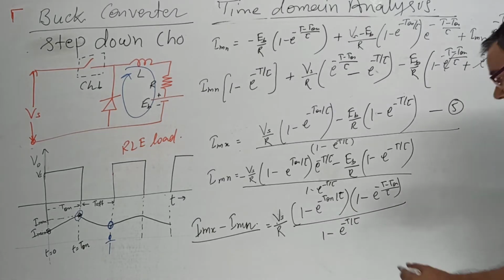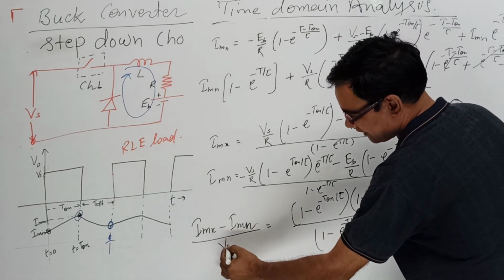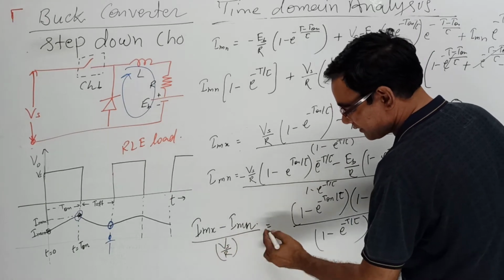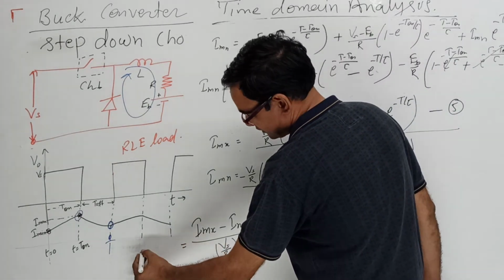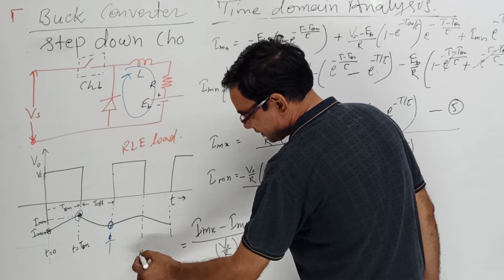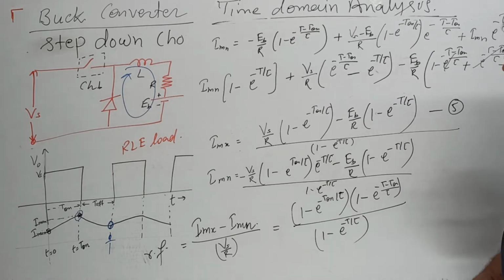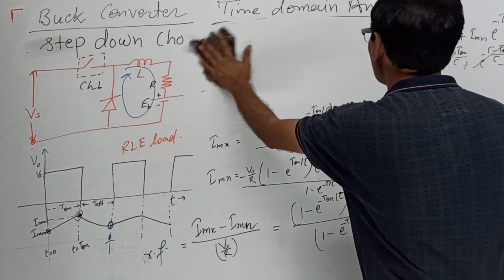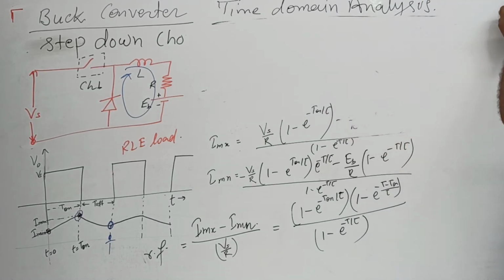This is the way we'll find out the final value, meaning the ripple, and this final value is divided by this Vs by R. So it will give the percentage ripple. So this is the percentage ripple factor. It will give the unit value of ripple factor, and if we multiply by 100, it gives the percentage ripple factor. We will draw the ripple factor for different values of t by tau.